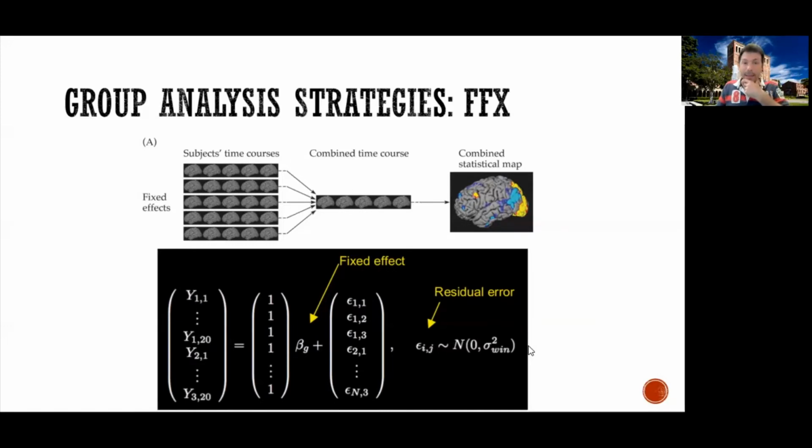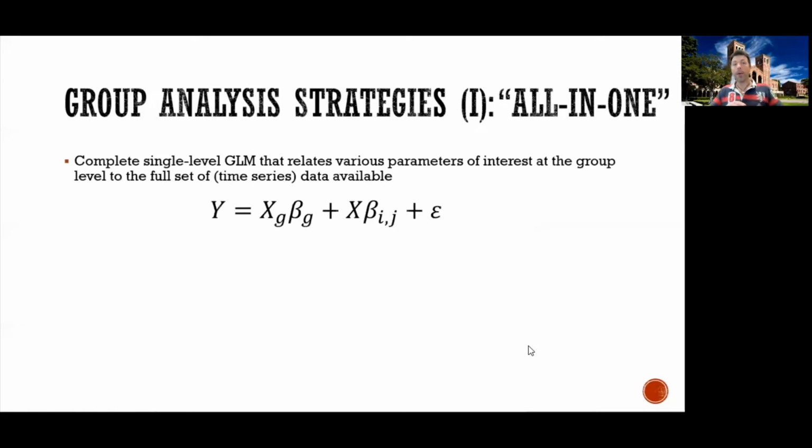Now, how do we do that? Well, using a similar idea to what I'm showing here, you can do what is known as the all-in-one approach. And this would be the appropriate way of doing it. The idea is that you do one giant GLM, which brings together all the data and tries to relate all the time series to both subject-specific and group-level parameters.